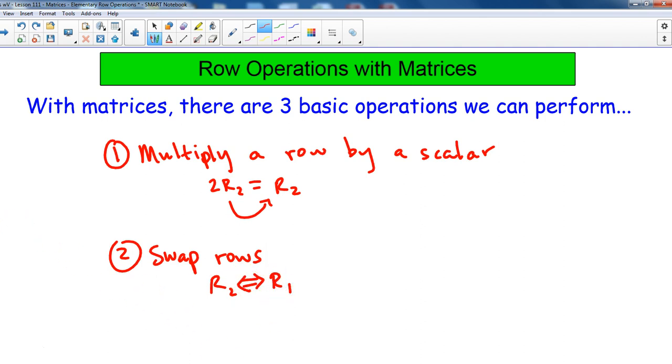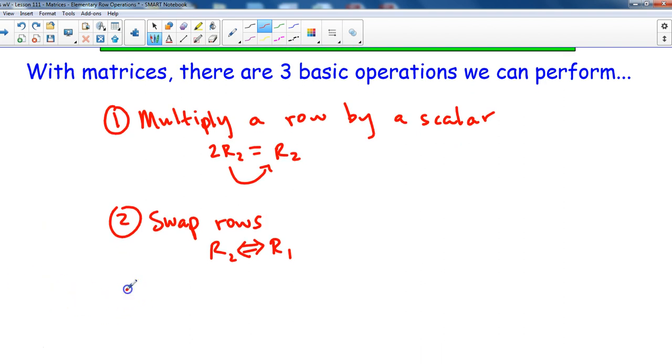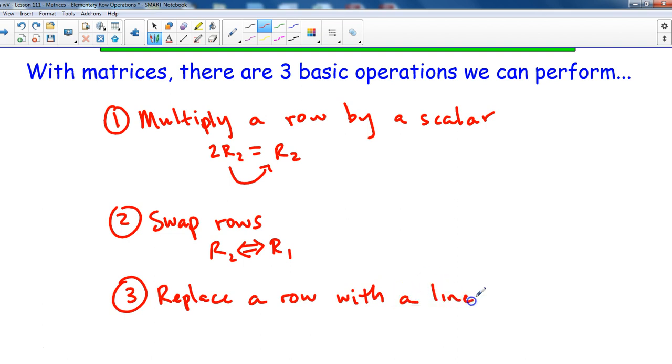So I've swapped rows. The third thing, and this is really the most useful, is I can multiply or combine, I should say, or replace one row with a linear combination of another. And generally, this is the most useful.